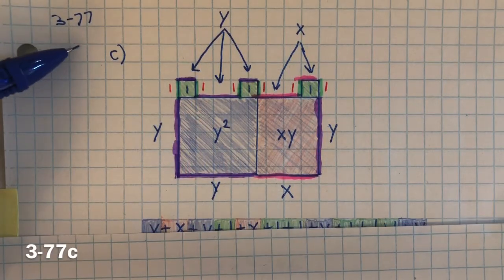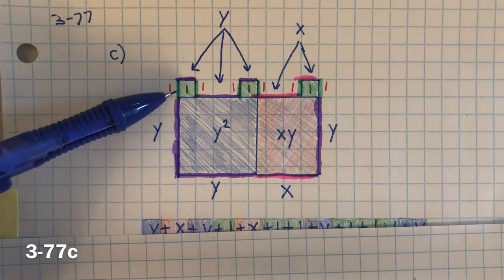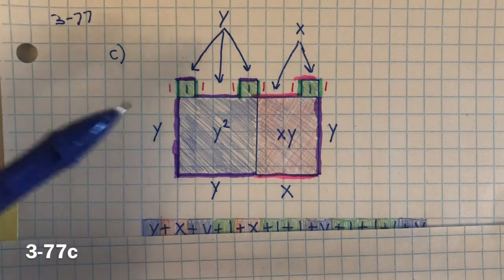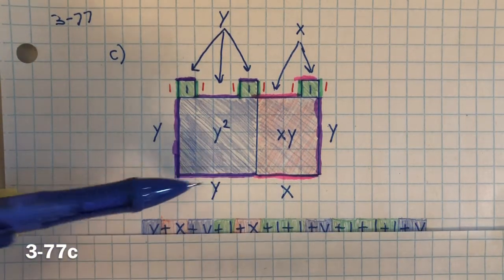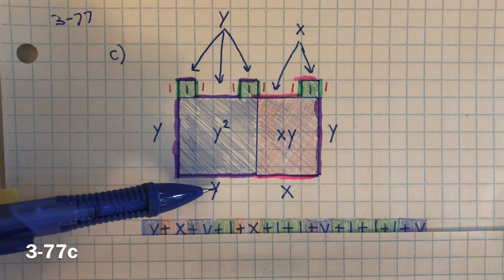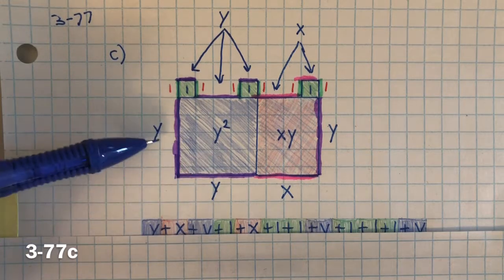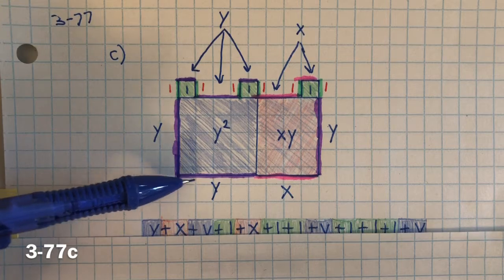For problem 377, we're going to again find the perimeter of the group of these algebra tiles. And remember that opposite sides of a rectangle are congruent. So that means they're equal. This is y squared, so y times y is y squared. So the length of this is y.